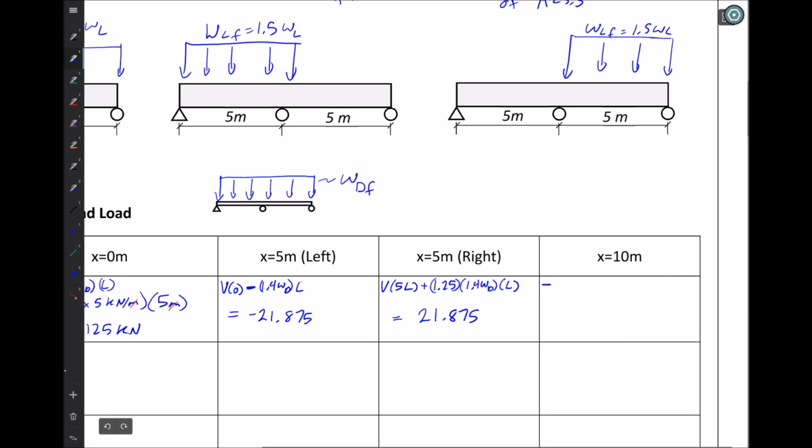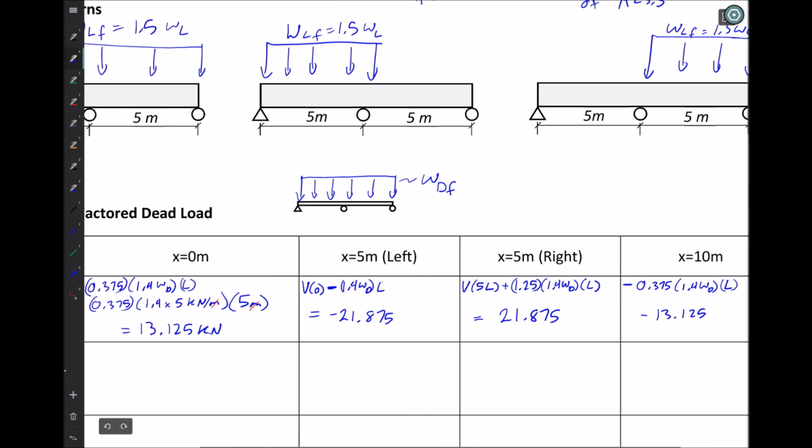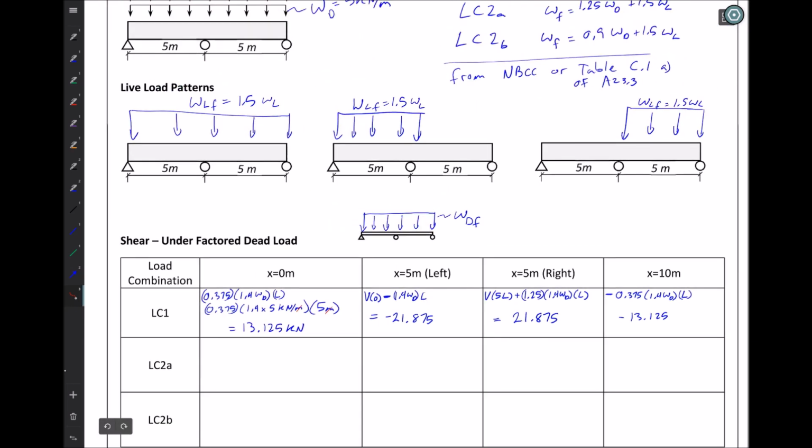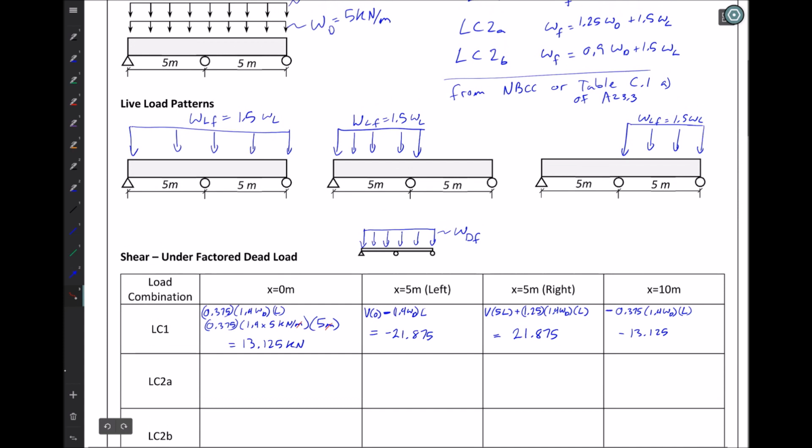I'm going to take the negative now of the coefficient times 1.4 W dead. This is my factored dead load, times the span, the single span of the structure. And we'll end up with minus 13.125. Now we see that over here we have plus 13, here we have minus 13, and this works out with what we know about the shear distribution. So we did that work with the factored forces 1.4 WD.